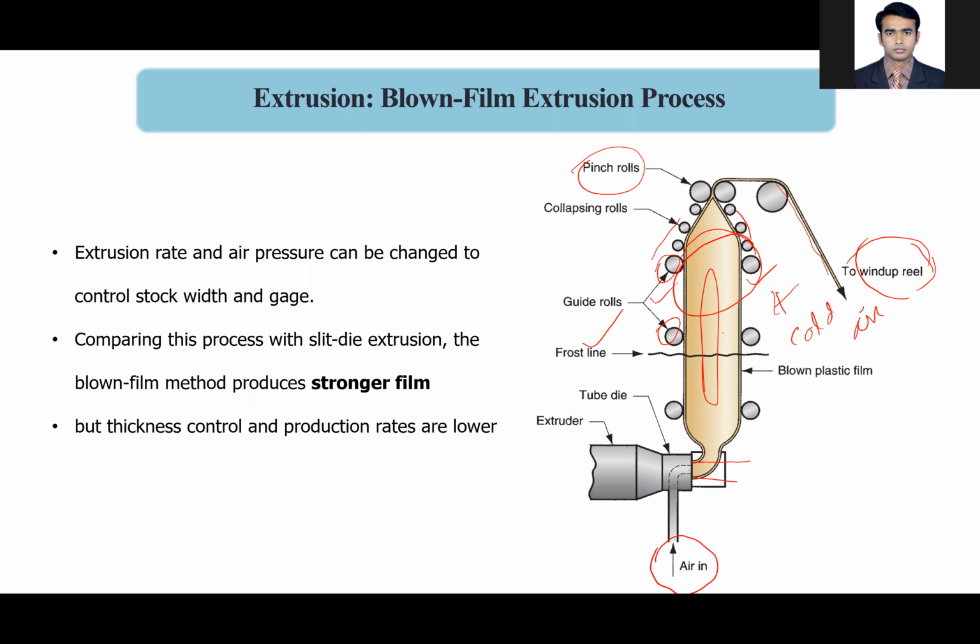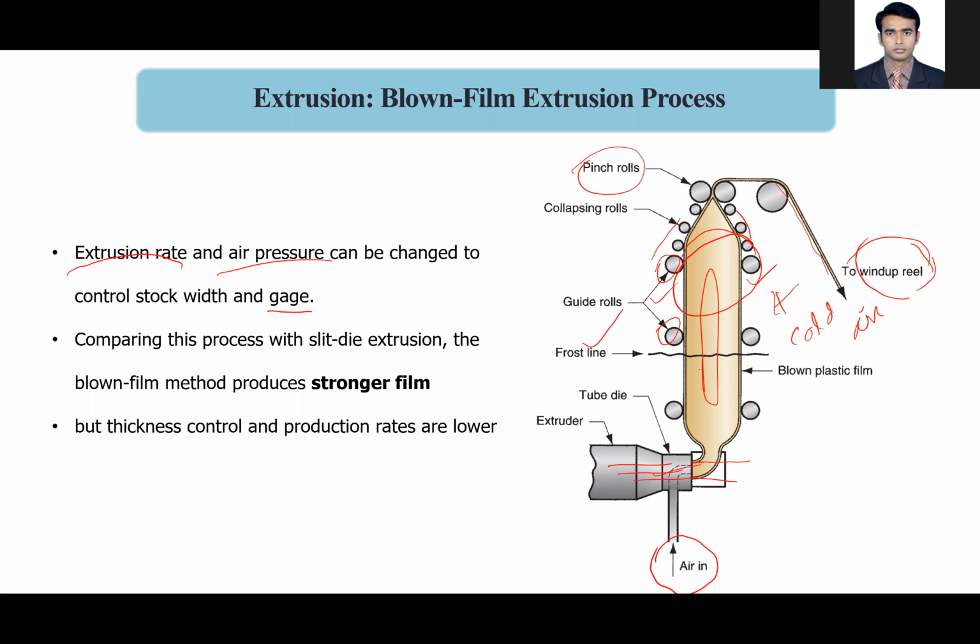And if you want to control the thickness or the diameter, you can do that using the extrusion rate, at what rate the material is coming out from the extruder, and the air pressure. If you increase the air pressure, then the diameter will increase, and that will also affect the thickness of the material. If you want to control the thickness, that means the gauge, you can do it with the help of air pressure. The larger the diameter, the smaller the thickness will be.